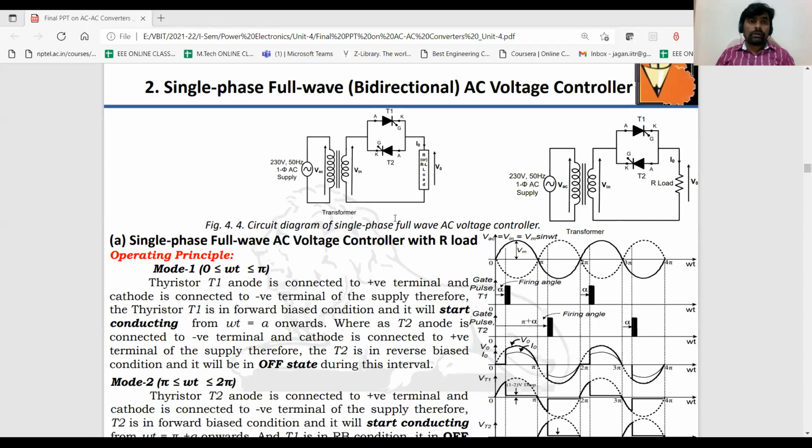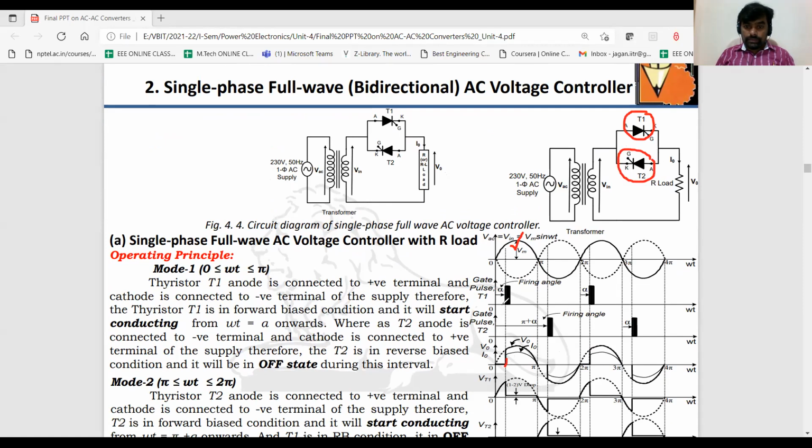Before going to start with the simulation, I want to explain what this AC voltage controller is, or what is called a bidirectional AC voltage controller, in which we are going to control both the positive half cycle as well as the negative half cycle. So you can see here, T1 will take care of control over the positive half cycle, and T2 will take care of control over the negative half cycle.